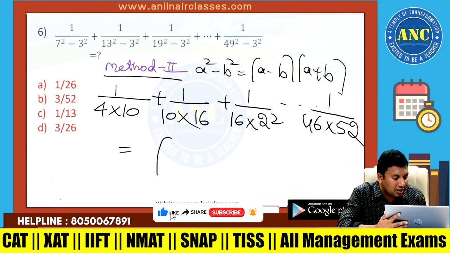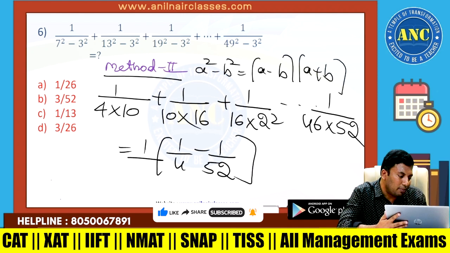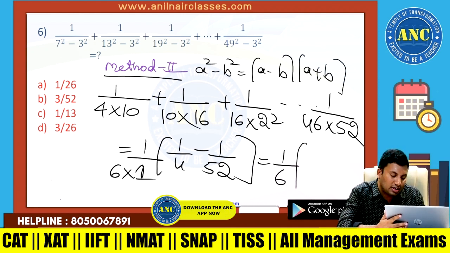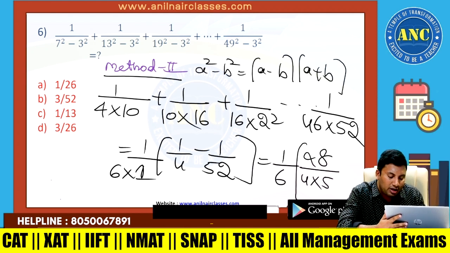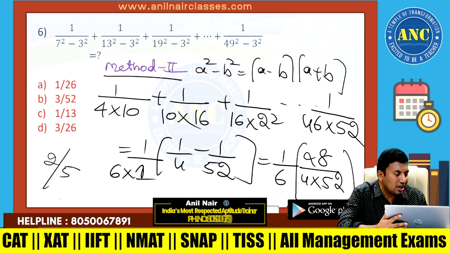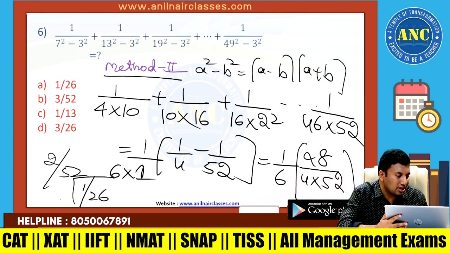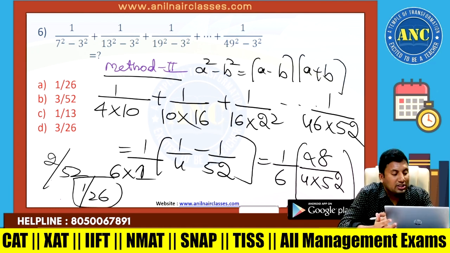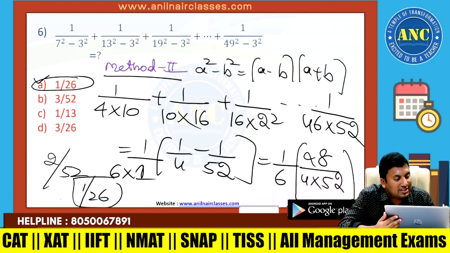So these are nothing but 1 by 4 minus 1 by 52, and 1 by the common difference, which is 6, denominator 1. 1 by 6 into 52 minus 4, 48, divided by 4 into 52. Answer is 2 by 52, which is nothing but 1 by 26. This 1 by 26 is the answer.